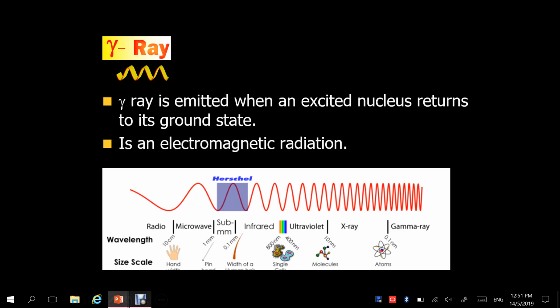Then if you slowly go down, your gamma ray actually is at the highest end of the EM spectrum. It has the largest amount of energy. The wavelength is also the shortest, of the order of 10 to the power minus 12 meters. Shorter than that of X-ray, which is of the order of 10 to the power minus 10 meters, sorry, 0.1 nano. X-ray should be 0.1 nano. 10 nano is somewhere between UV and X-ray.